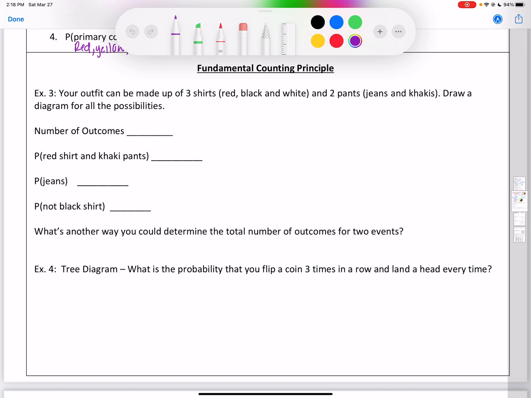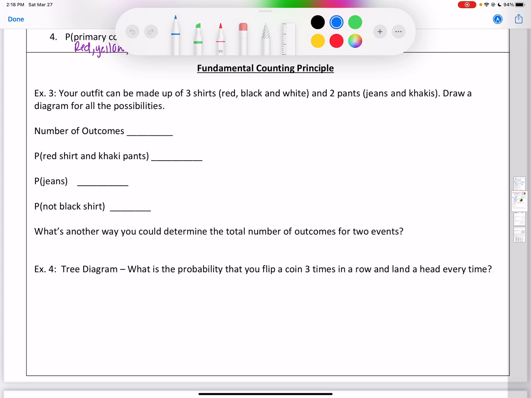Okay, so now we're going to talk about the fundamental counting principle. Basically, it's being able to say how many outcomes you can have if you were to have a certain combination of items. So your outfit can be made of 3 shirts and 2 pants. Draw a diagram for all the possibilities.